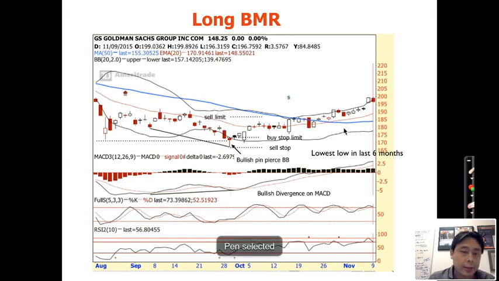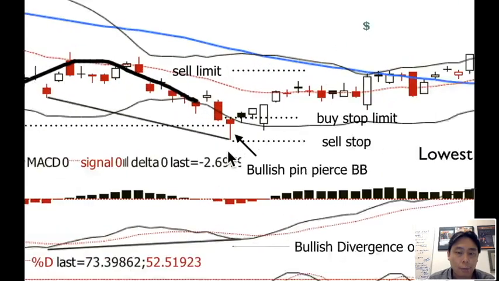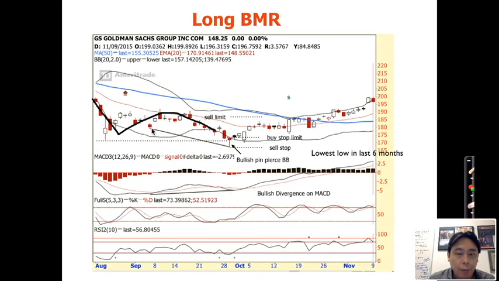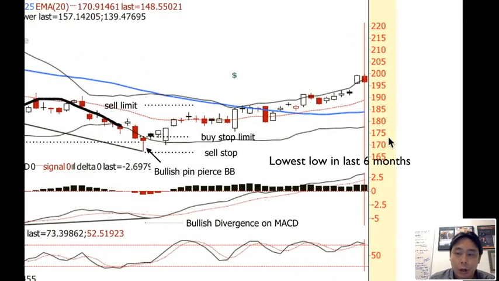Let's take a look at this last example for long BMR using the Think or Swim charting software. This is on Goldman Sachs. Once again, you can see the price declining to a new low. Bullish pin bar appears at the lower Bollinger Bands. We have a bullish divergence on MACD. You can see price making lower lows, MACD making higher lows. Beautiful. It's a $180 stock.